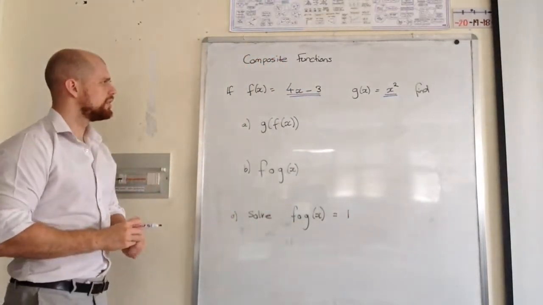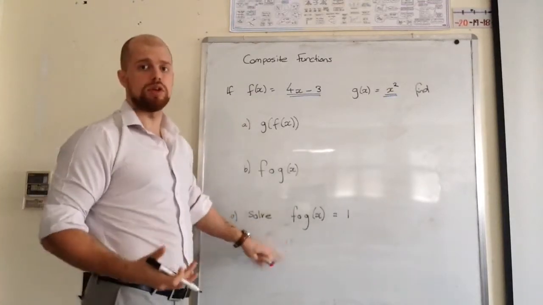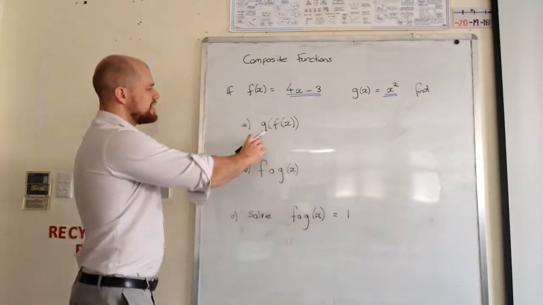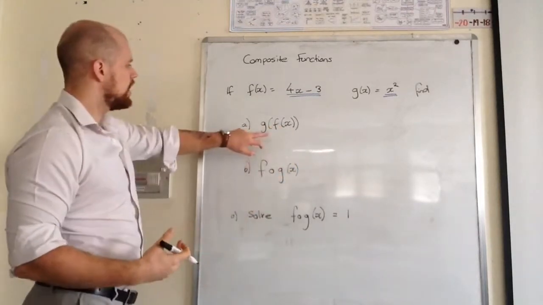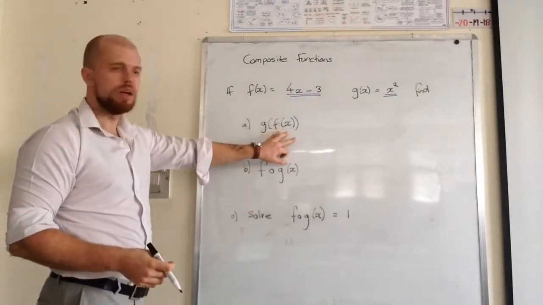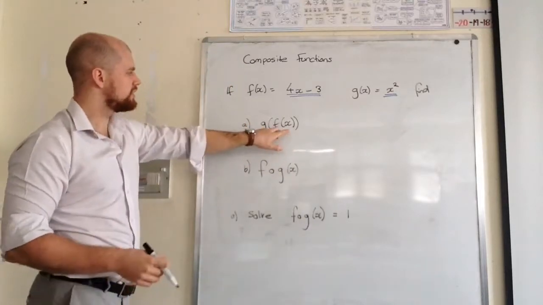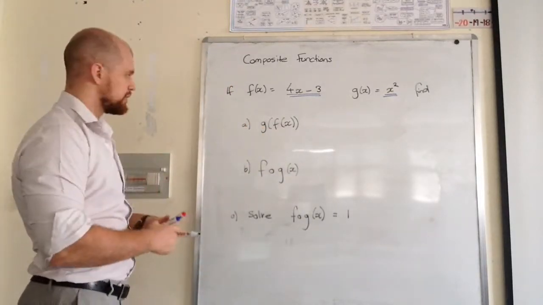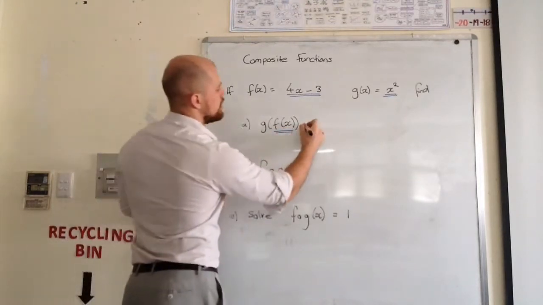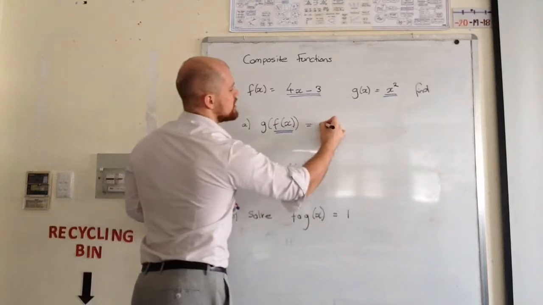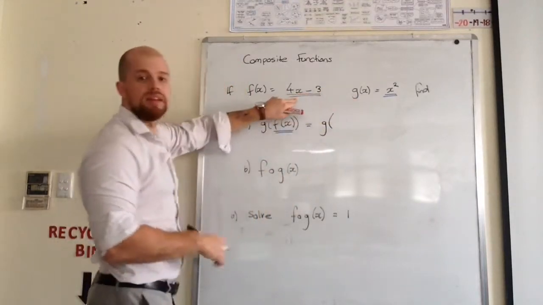Questions are always the same. It's always find a composite function and then maybe use it to solve. So I need to find g of f of x. What that means is I'm going to take my function f of x and put it into g of x. We do f of x first, so we work from the inside out. I'm going to do f of x first. So f of x is 4x minus 3. So within g, I'm going to replace my x with f of x.